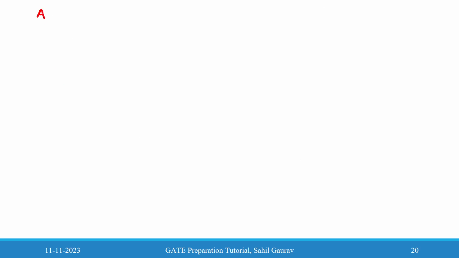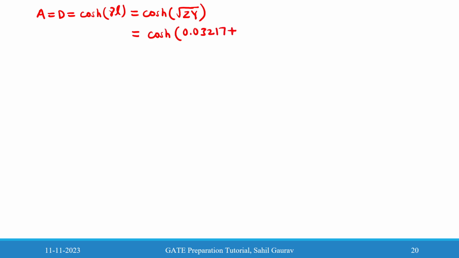Therefore, we can write A is equal to D is equal to cosh γL, that is cosh of root of ZY. So γL is nothing but the square root of the total impedance and total admittance. So hyperbolic cos of 0.0327 plus j0.174, you will get 0.986 angle 0.32.